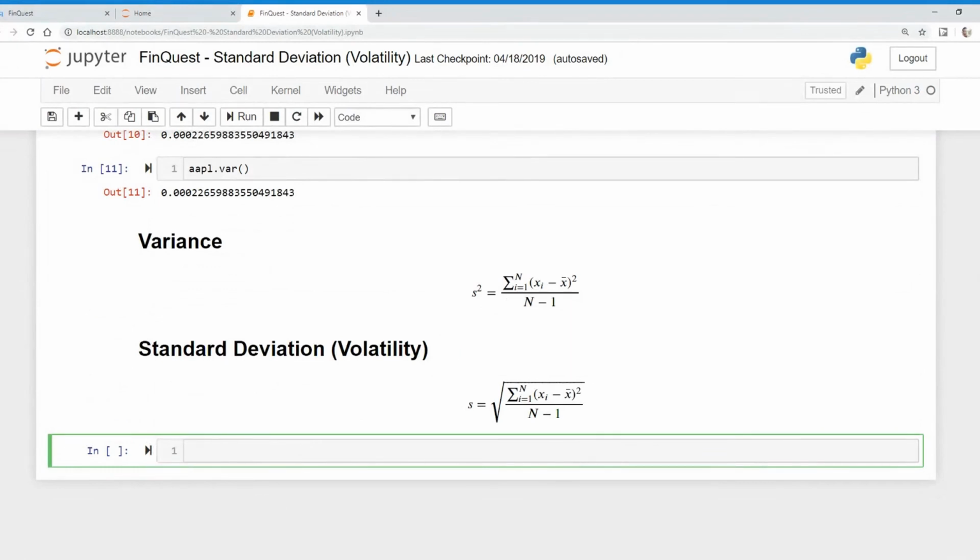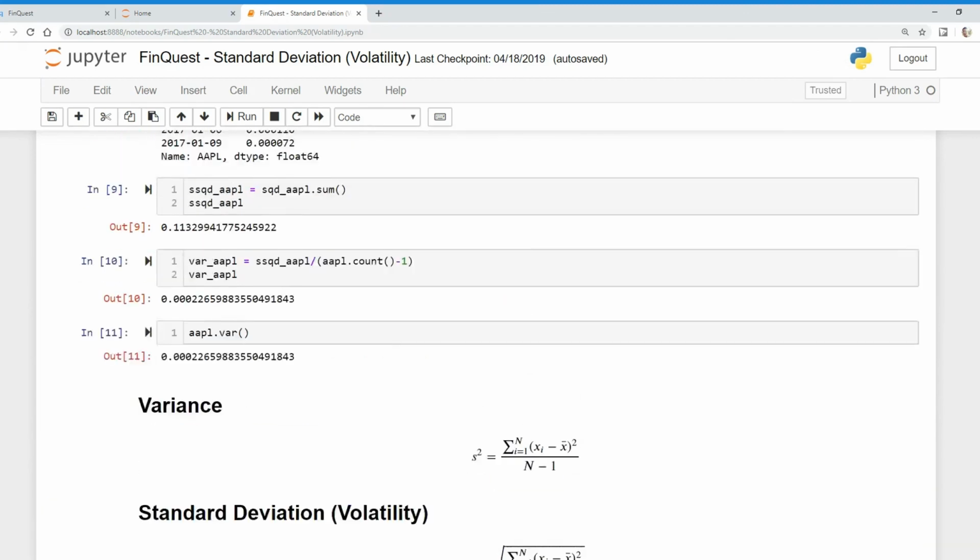Well, you'll notice here standard deviation is very similar to variance. The only difference is we're taking the square root of variance. And you may ask, why are we taking the square root of variance? Well, the interesting thing about standard deviation is that it is expressed in the same units of measurement as the observed values. And what do I mean by that?